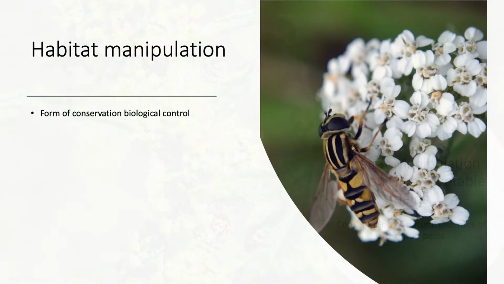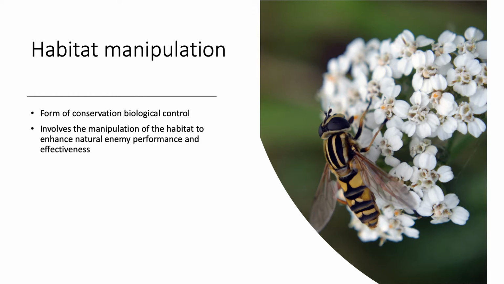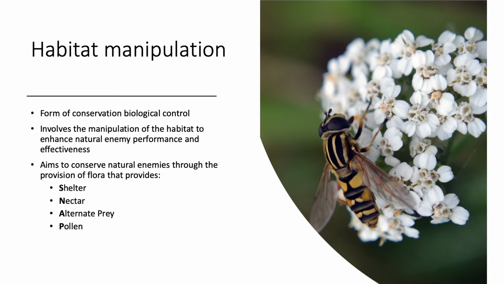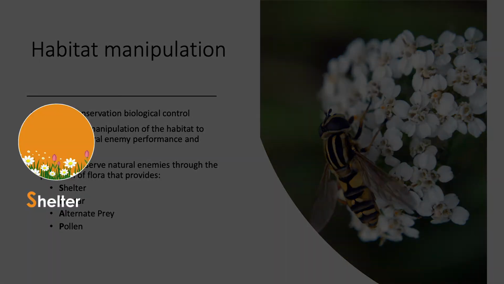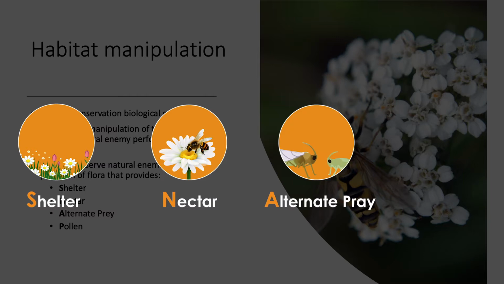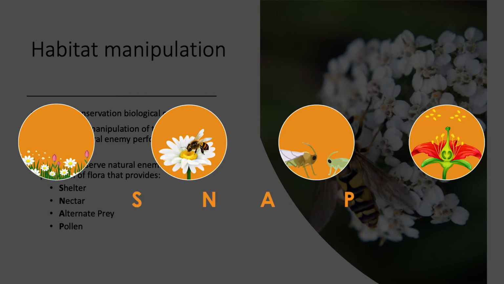So let's get into this. Habitat manipulation is a form of conservation biological control. It involves the manipulation or ecological engineering of the habitat to enhance natural enemy, i.e. predators, parasitoids and pathogens, performance and their ability to control pests by improving the availability of resources. The aim of this strategy is to conserve natural enemies by providing flora that provides all or any combination of what we call SNAP, i.e. S, shelter, N, nectar, A, alternate prey, and P, pollen, SNAP.